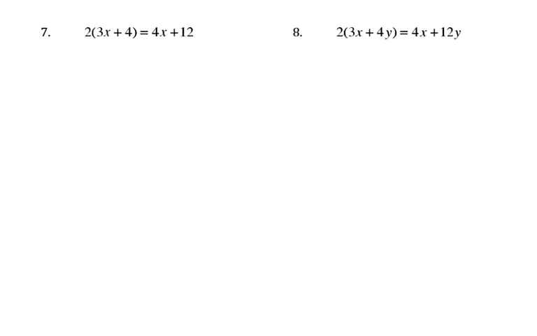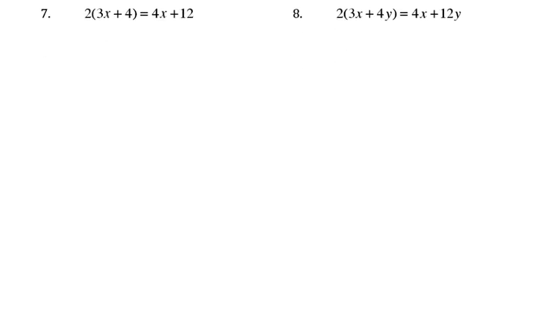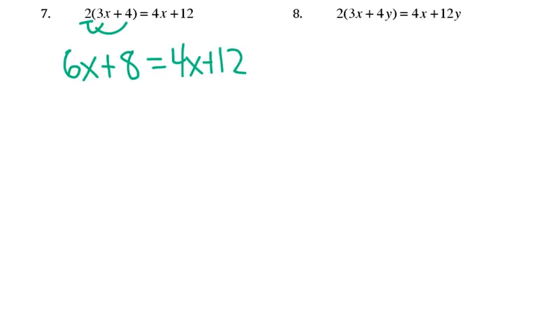Alright, let's take a look at the last ones. Now these ones can be simplified, right? I can times that together. So 2 times 3 would be 6x. 2 times 4 would be 8. Equals 4x plus 12.